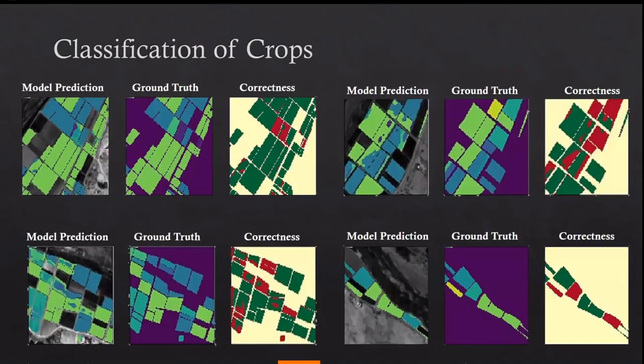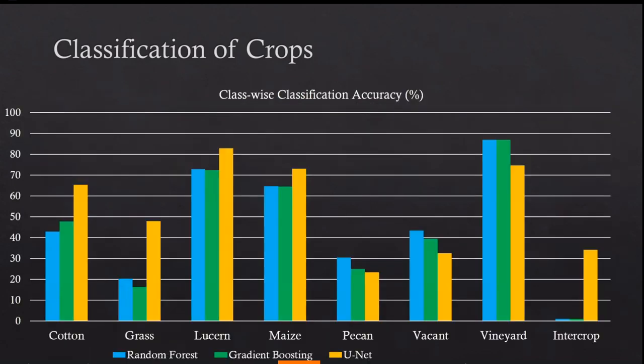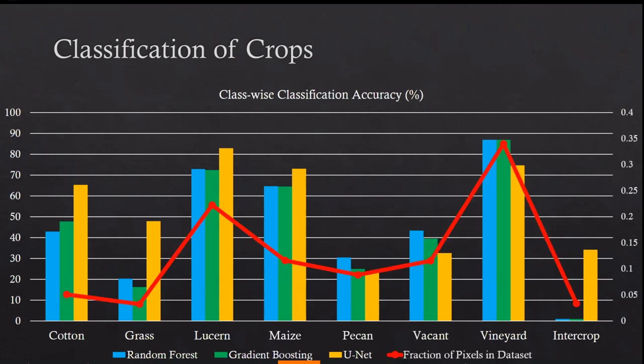So this is just an example for that. This is what a model predicts, what the ground truth is, and how correct we are. Green is we are correct 100%, and red is we are not identifying the correct crop in those pixels. So this is at a pixel level. And we also use different kinds of algorithms to do this classification. They have different accuracies also based on how much of each image contains those crops.